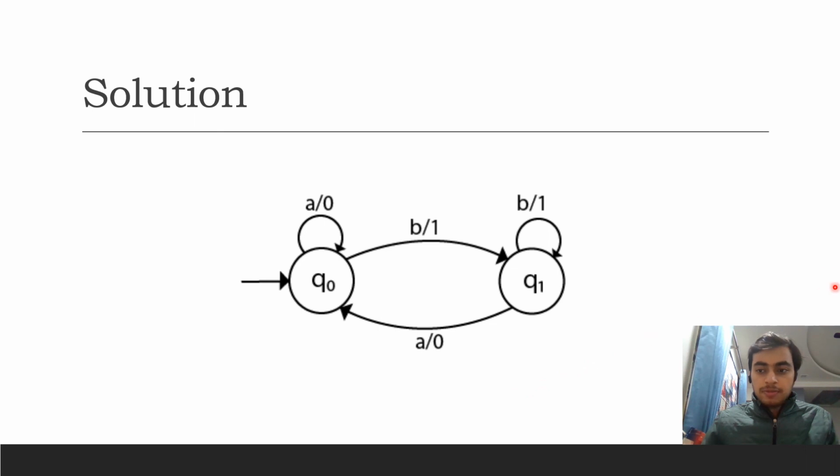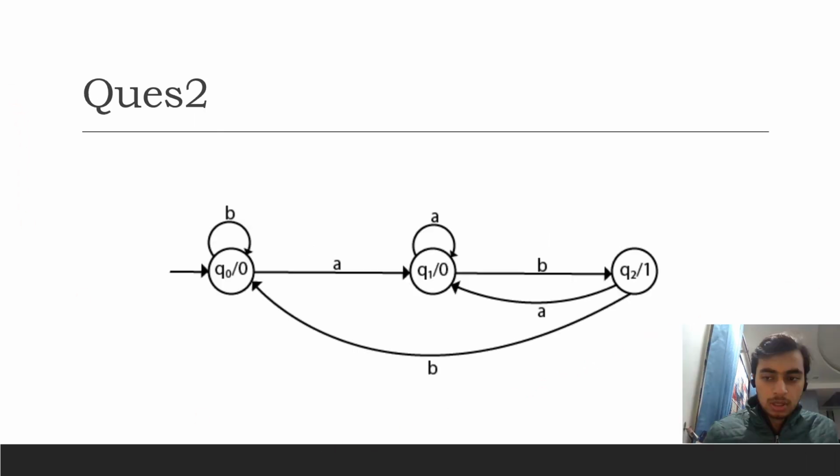Now let's see one more example on Moore to Mealy conversion. The next question for the Moore to Mealy conversion is given, so let's solve this question. In this question, we are given three states Q0, Q1, Q2, and the input strings are A and B. The output strings are 0 and 1.